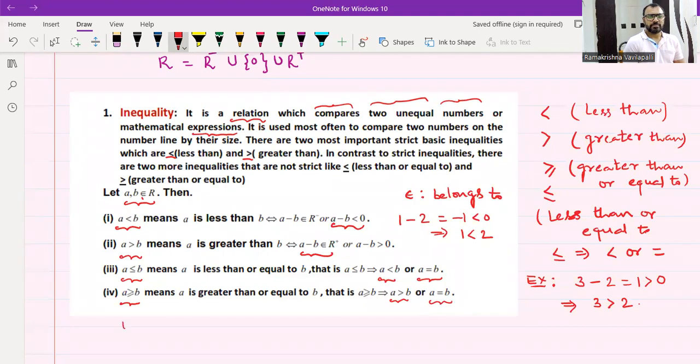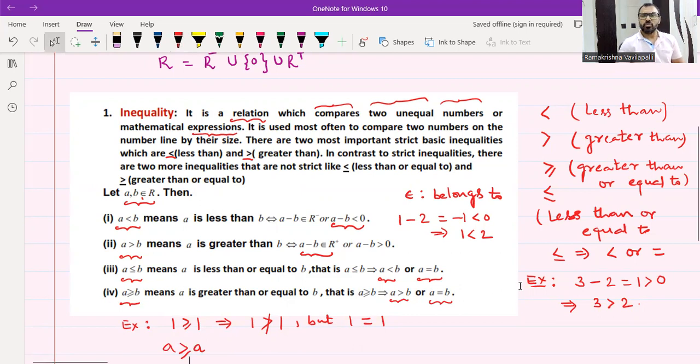For example, we can write that 1 is greater than or equal to 1. So here, this implies, in fact, 1 is not greater than 1, but 1 is equal to 1. So any one can happen, right? So here, suppose you take a number A. A is greater than or equal to A. Of course, A equals A, but still we write that A is greater than or equal to A.